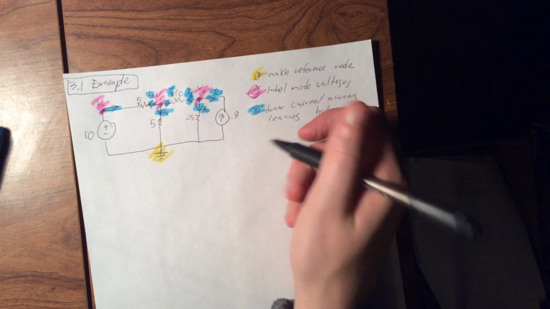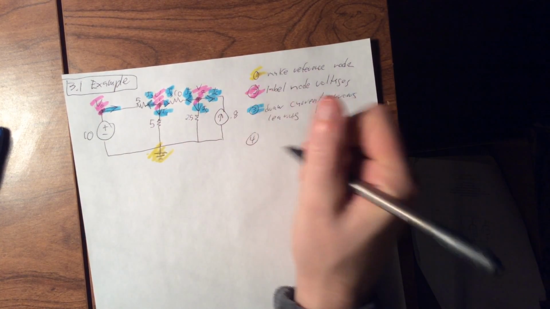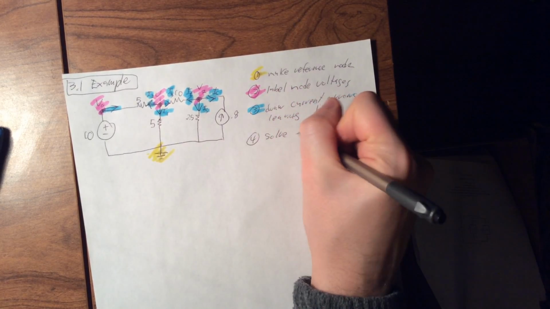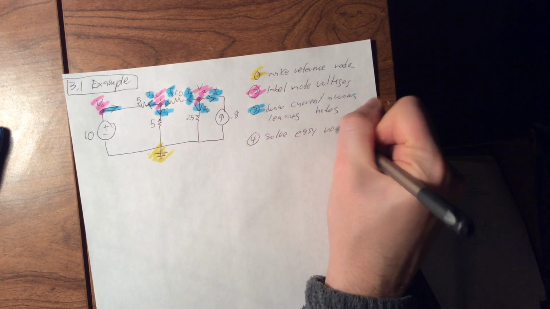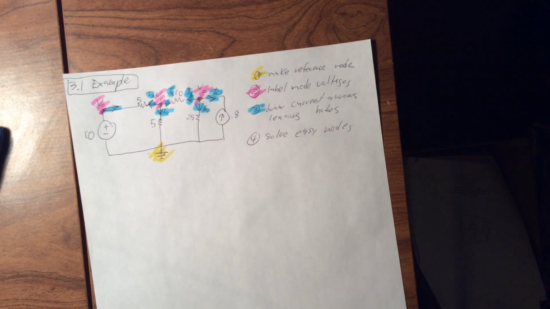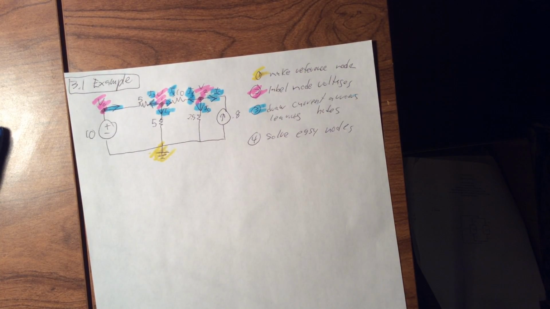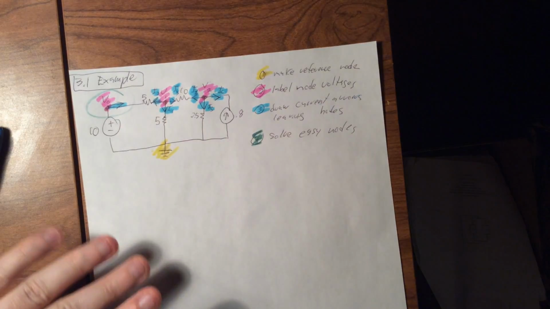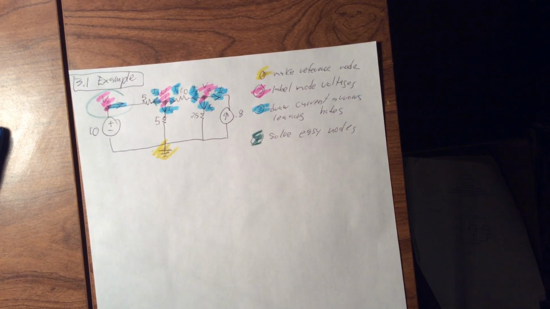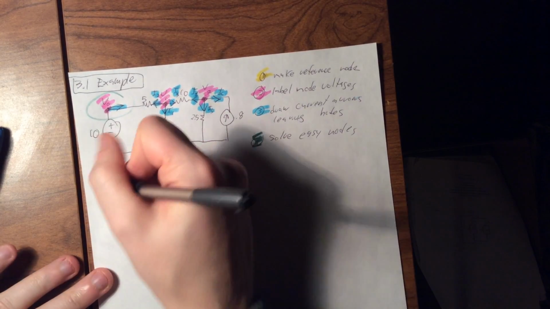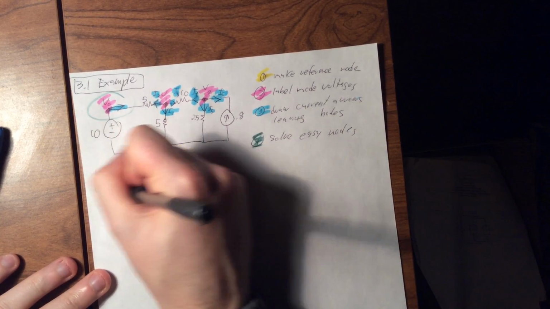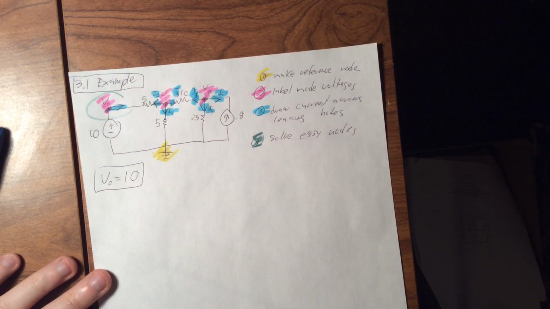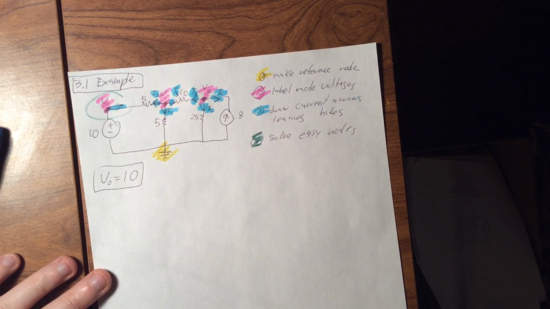Let's do the next part. We're going to go for 4. This is a nice tip: solve easy nodes. What's an easy node? That means easy ones. Let's make this in green. This is an easy node. What is the voltage there? It has to pass through a 10-volt source to get to ground, so V0 has to equal 10. We solved one of them already.